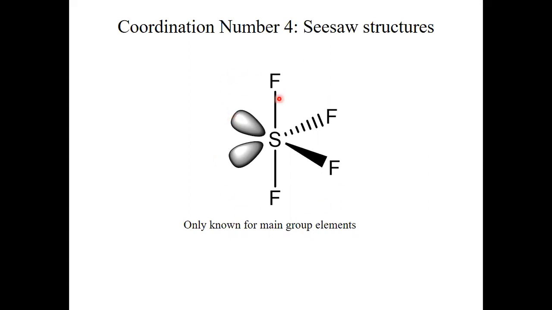So this is the explanation why they actually go in adjacent position and not in opposite transposition. And that results in this typical seesaw structure.